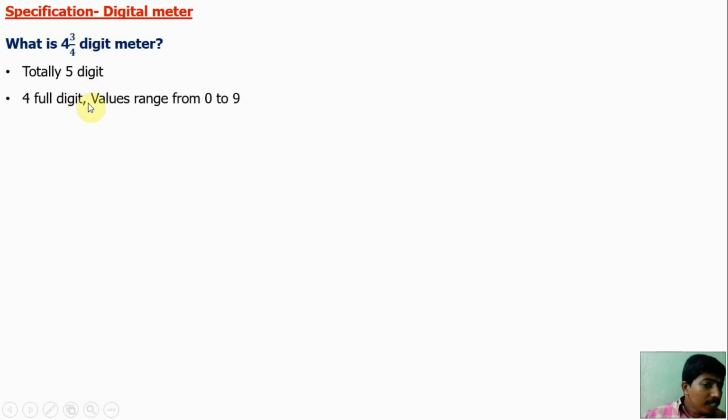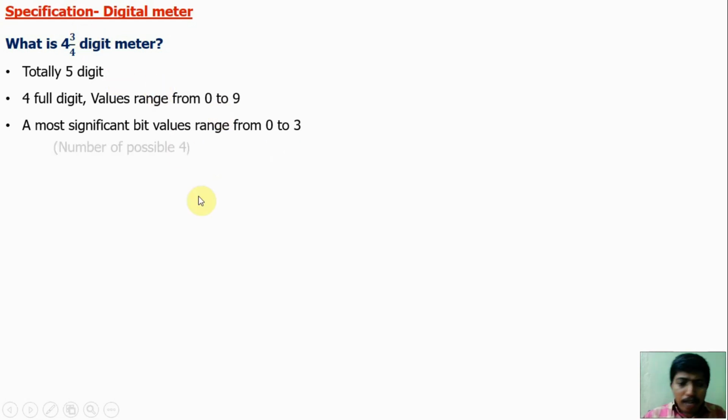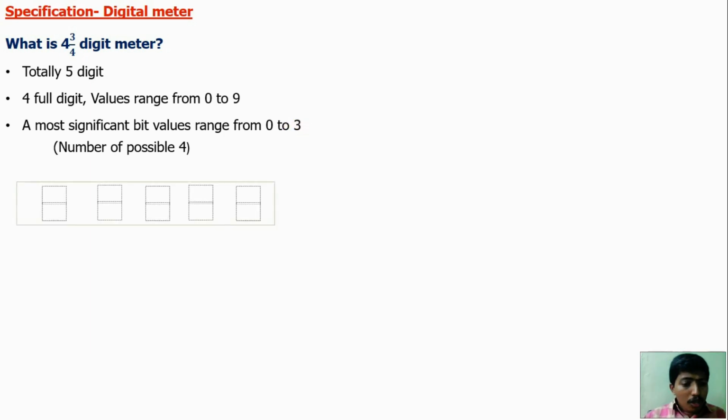4 full digits. Full digit means the value ranges from 0 to 9. Here this is the most significant bit. The values range from 0 to 3. The number of possible values is 4. The 4 represents the number of possible values. The 3 represents the maximum value of the bit. 0, 1, 2, 3: 4 possible values, the maximum value is 3. So this is the 4¾ digit, totally 5 digits.